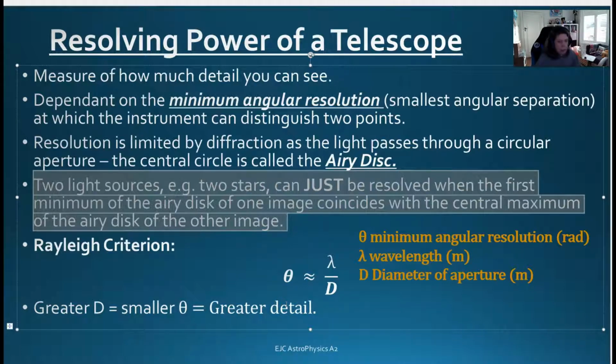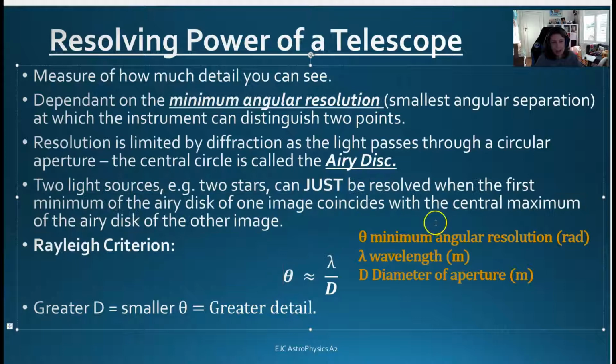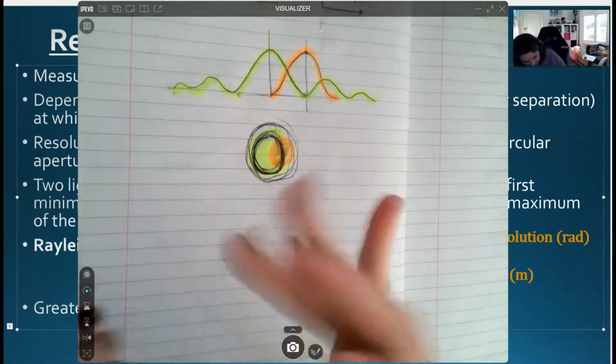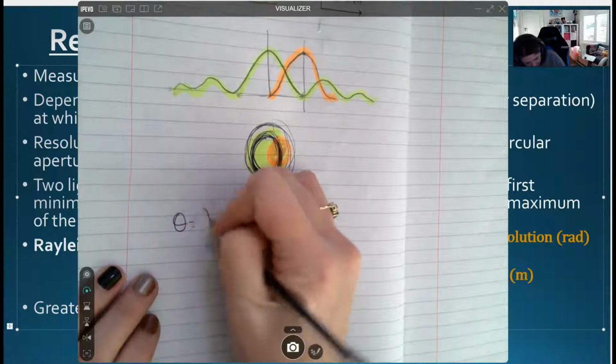Now the Rayleigh criterion tells us how resolved an object is. So the Rayleigh criterion, theta, is the minimum angular resolution, and it's approximately the wavelength divided by the diameter of your aperture. Now you can see if you have a greater D, then this angle is smaller, which means you can see greater detail. So the Rayleigh criterion: theta equals lambda over D.